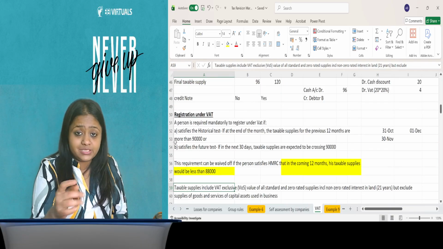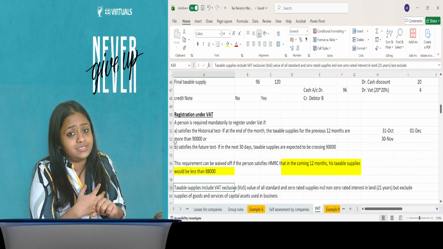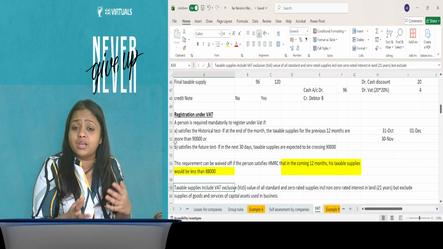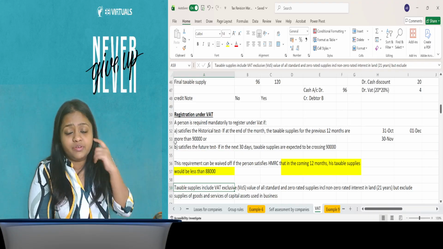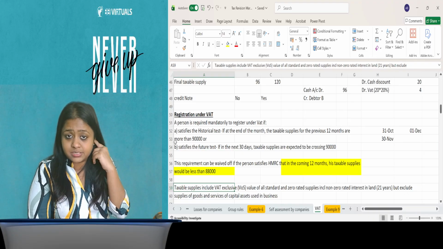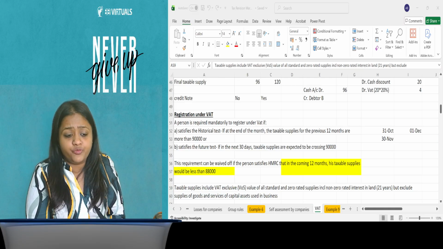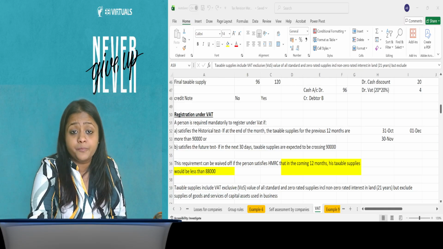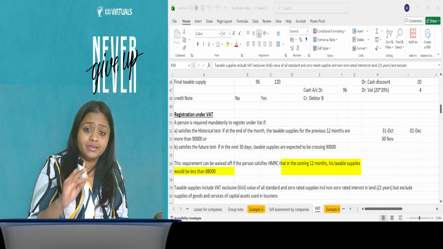Now one more test. We just did the historical test. Another test is the future test. If the historical test doesn't get satisfied, then we will also go for the future test. Otherwise also we can see the future test. We just have to see by which method the criteria is met.